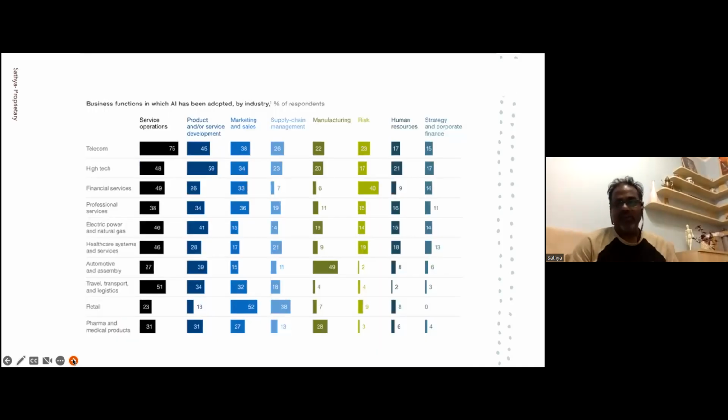Now eventually all this needs to help us conduct our business better, or conduct our lives better, or make our lives better. That is the whole purpose of all this. Some of the industries have adopted it, and all industries do adopt. Predominantly the areas where it has been adopted are service operations and product development. These are the two major areas where most of the applications have been utilized.